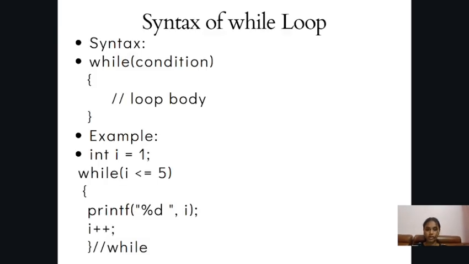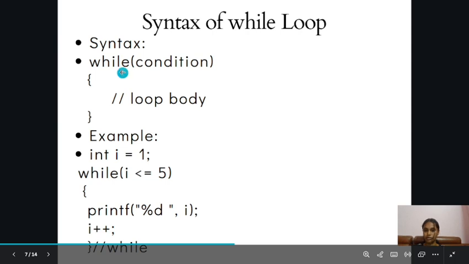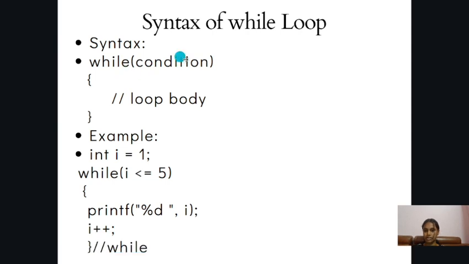The while loop is also an entry control loop. This means it first checks the condition. If it's true, the statements inside the loop run. If it is false, the loop stops immediately. The syntax of the while loop is: while, condition, and loop body.